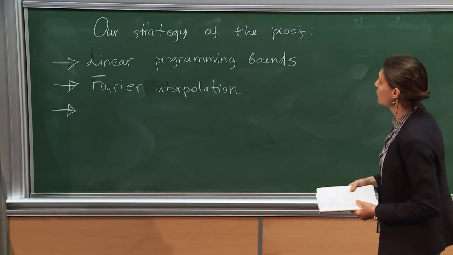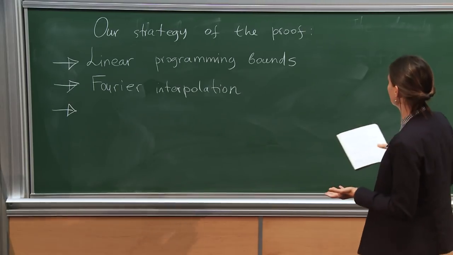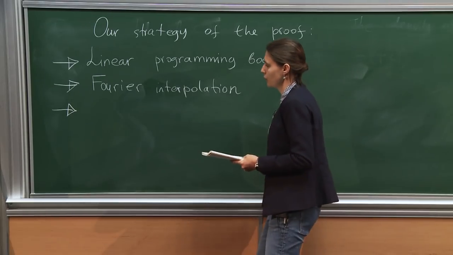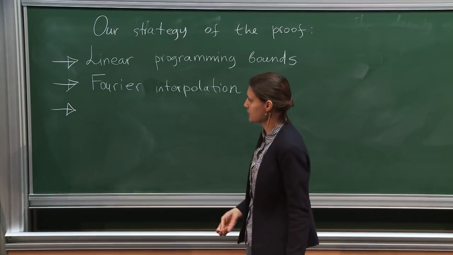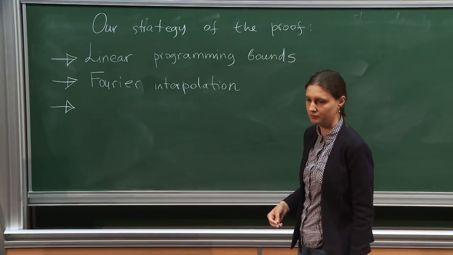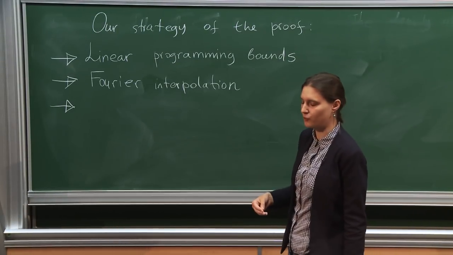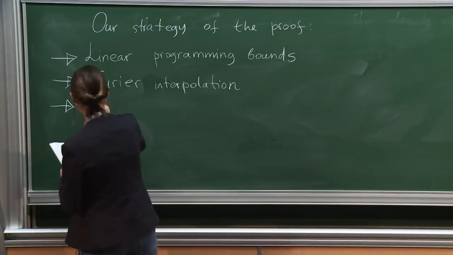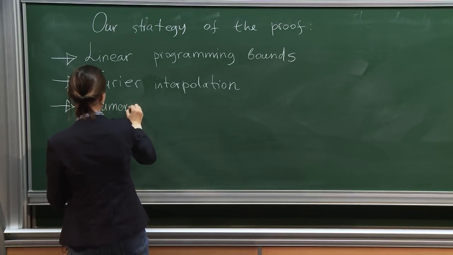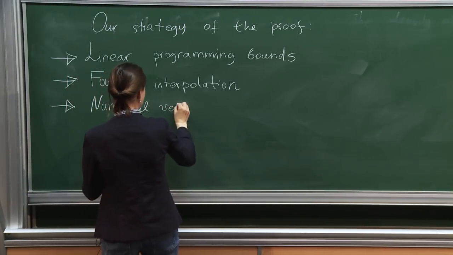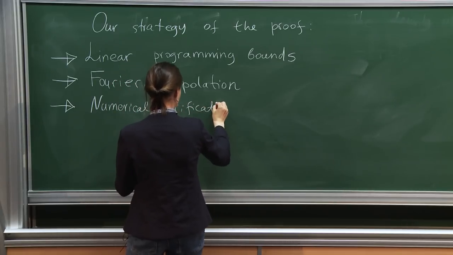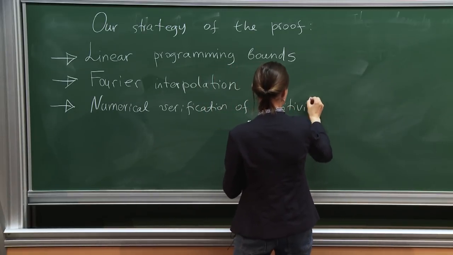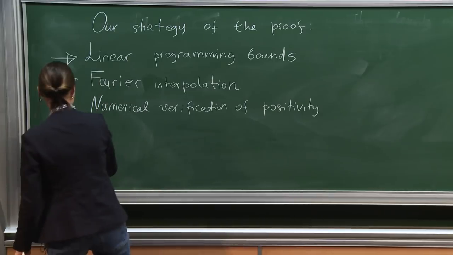What we were able to do, we will reduce our question about universal optimality to the proof of a positivity of some function of two variables. And unfortunately, this step, we could not find a better way to solve it other than check it numerically. So the last would be the numerical verification of positivity of a certain function.